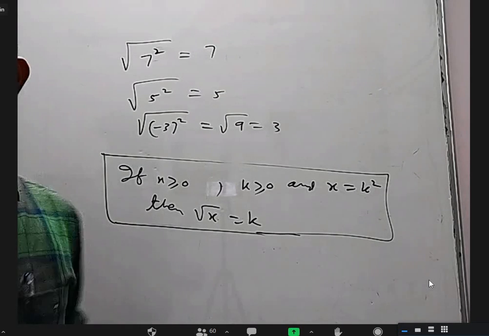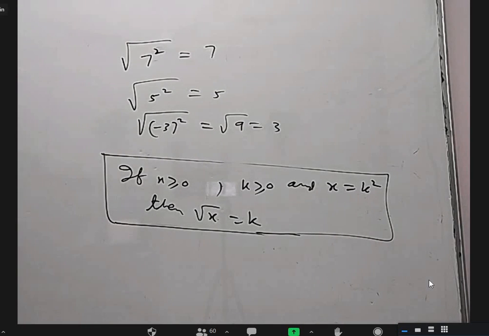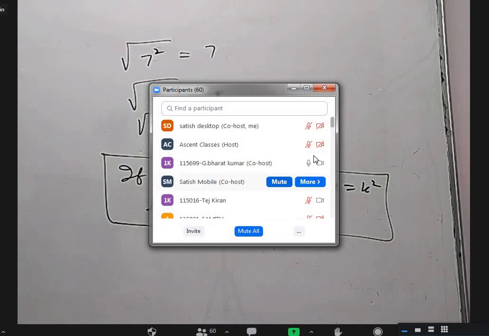If you are sending any message in the chat, send it to Satish desktop. Don't send to my mobile. It is difficult for me to see there.